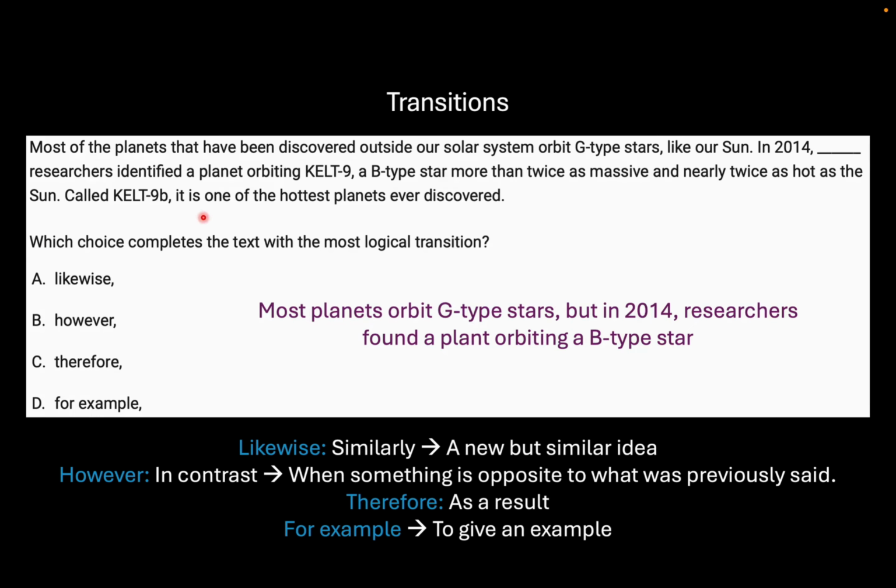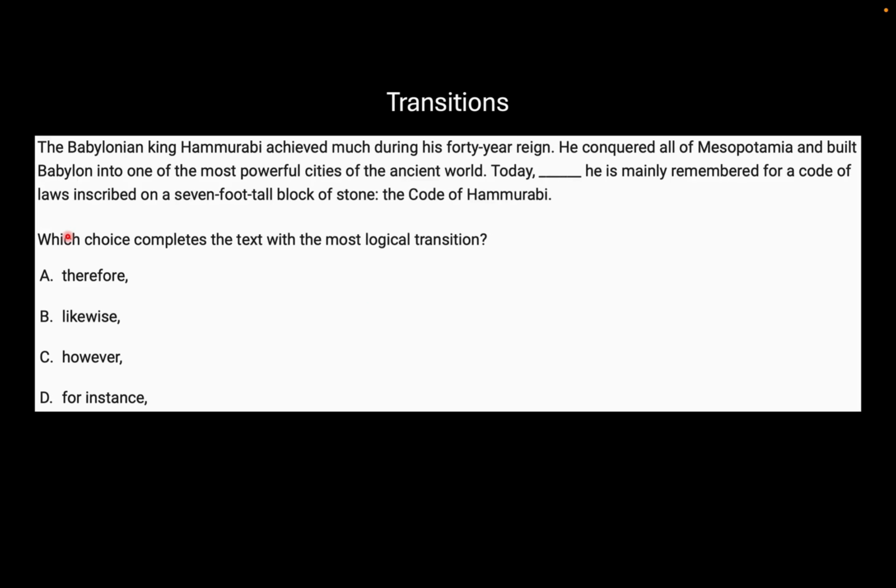So in here we said that most planets orbit G-type stars, but in 2014, researchers found a planet orbiting a B-type star. So this is contrasting, and we can see in our multiple choices, we have however, which means in contrast. So choice B is the correct answer. Let's look at this other one.